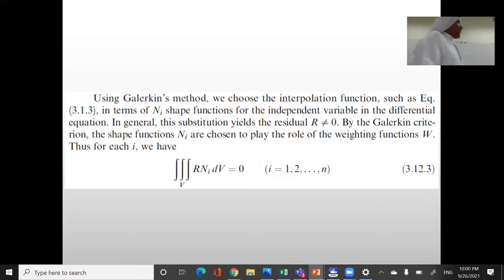You see? If you take R, which is the residual, and multiply it by W, which is the shape function, and integrate over the volume, it is equal to 0. So it says here, using the Galerkin method, we choose the interpolation function in terms of Ni, the shape function. By the Galerkin method, the Ni are chosen to play the role of the weighting function W. You didn't understand what I'm talking about until you see it real.